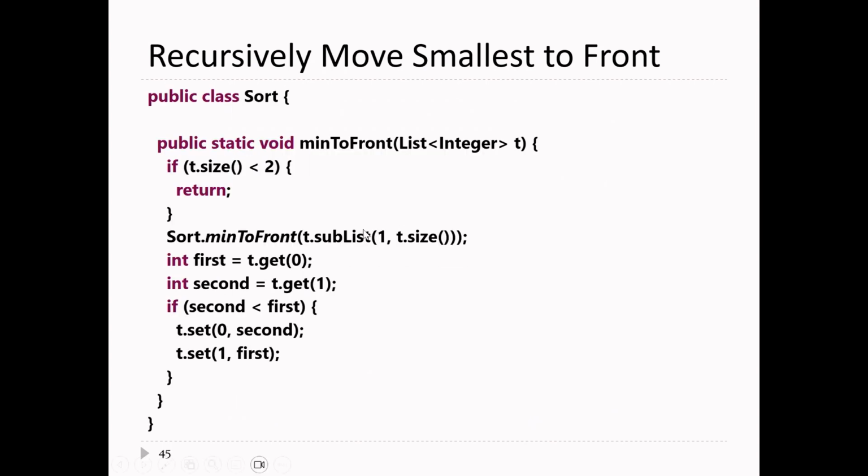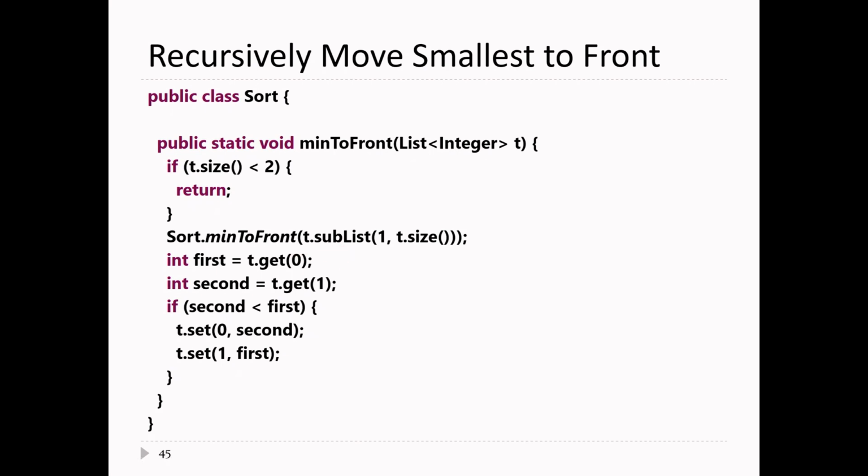So there's the recursive version of min to front. Ignore the base case. First step, recursively find the smallest element in the list, not including the first element. The smallest element in the rest of the list I can find recursively by using min to front. Now, what list do I want to pass in? Well, I want to pass in the list that does not include the first element of the list. So I can use sublist for that.